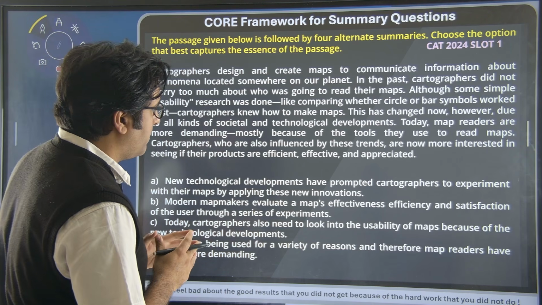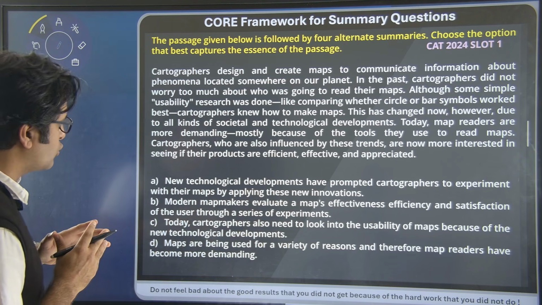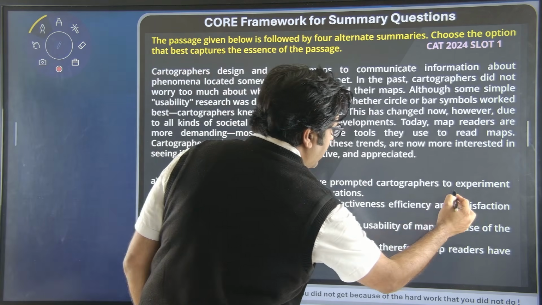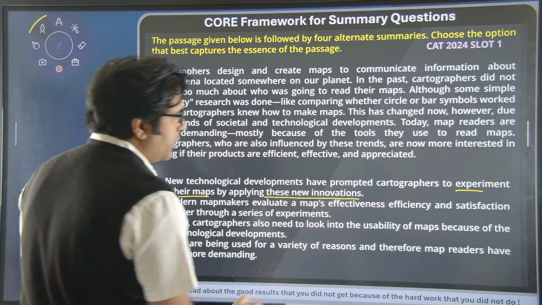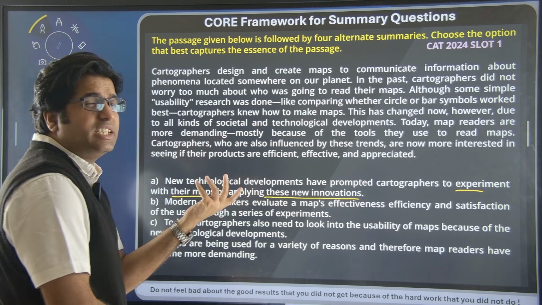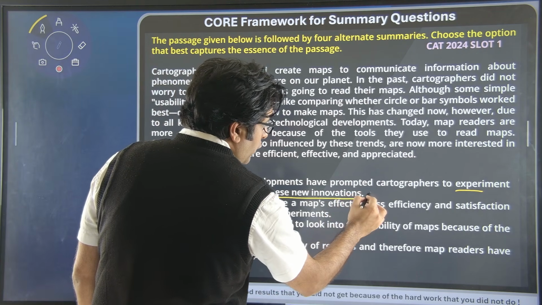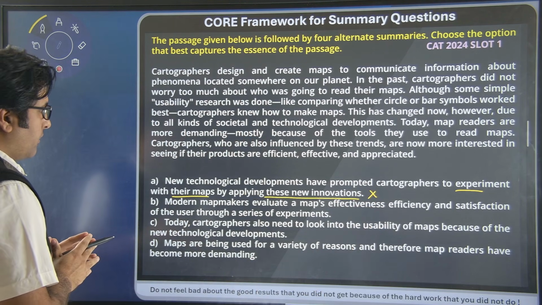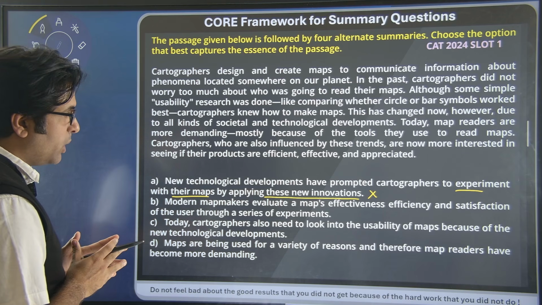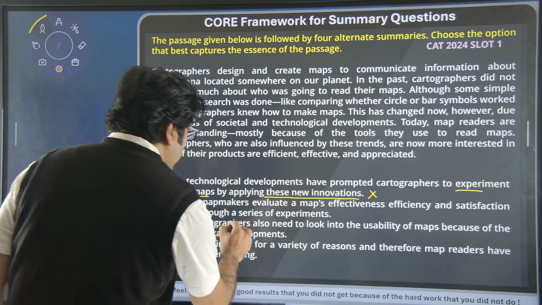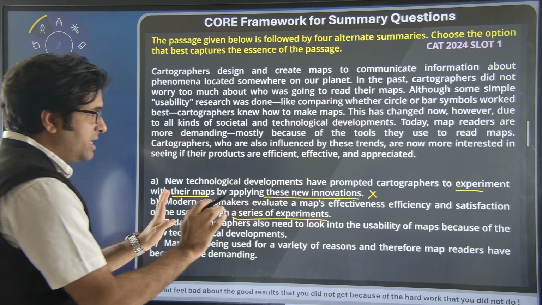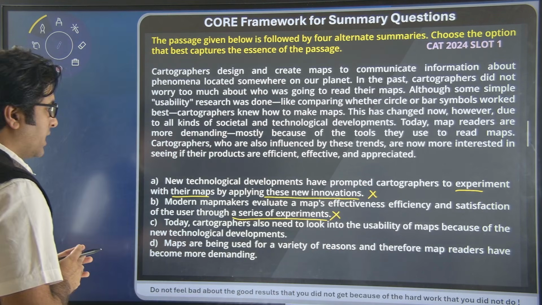New technological developments have prompted cartographers to experiment with their maps. Are they experimenting with their maps? Not really. And by applying these new innovations, this is new information. Which are these new innovations we are talking about? So new information आ गई. This is not something that we will pick. Modern map makers evaluate a map's effectiveness, efficiency and satisfaction of the users through a series of experiments. A series of experiments, nothing mentioned. New information, will reject this.